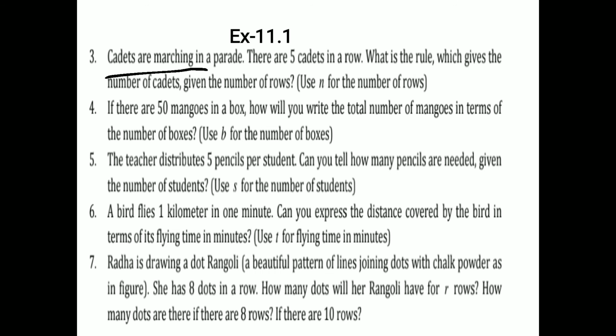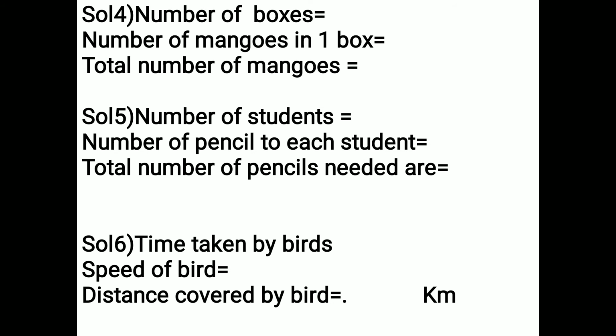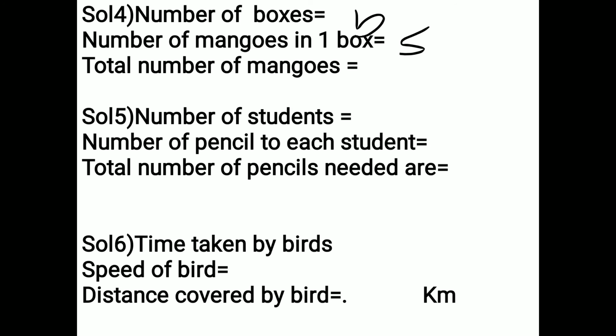Now we do question number 4. If there are 50 mangoes in a box, the total mangoes in a box is 50. Clear? So the number of boxes is B, because we don't know how many boxes there are. You have to tell the total number of mangoes. You do it like this: the number of boxes is B, and they said there are 50 mangoes in one box. So the total number of mangoes will be 50B. Clear?